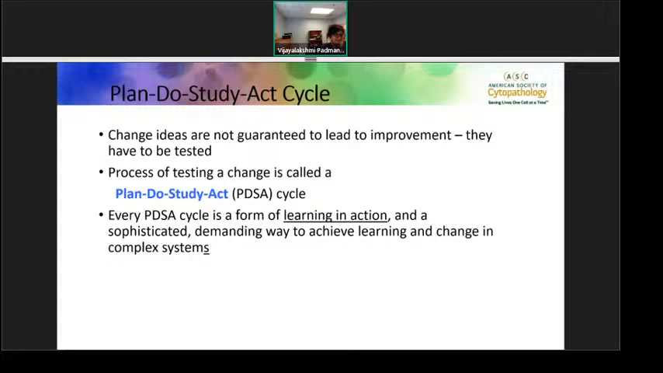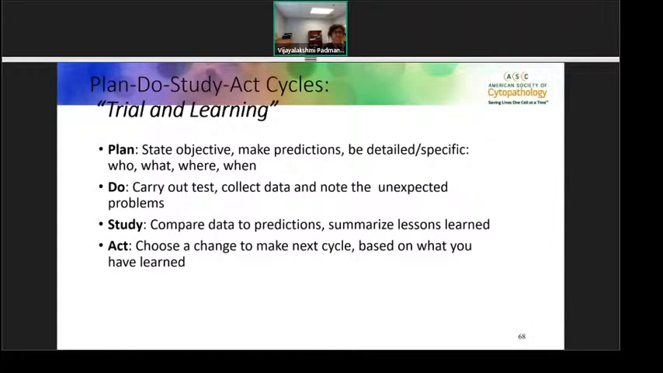So every PDSA is a quick cycle. You really don't need 100 samples. Even 15, 20 samples will help you get on to your PDSA cycles. It's like a slope where you're constantly changing your parameters so that you get the best results. It's basically learning in action and trial and learning. So plan, state your objective, make your predictions, and be very detailed. What, when, where, who, how. Do what you need to do, carry out the test of change. Study, compare your data to what you had predicted, and then you act.